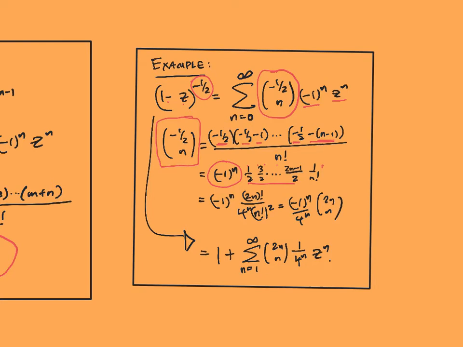Well, there are lots of little tricks for turning this into something more familiar. What we can do is try to put in all the terms on top to make it 2n factorial. So essentially what you need to do is multiply the top and bottom by 2 to the n times n factorial.